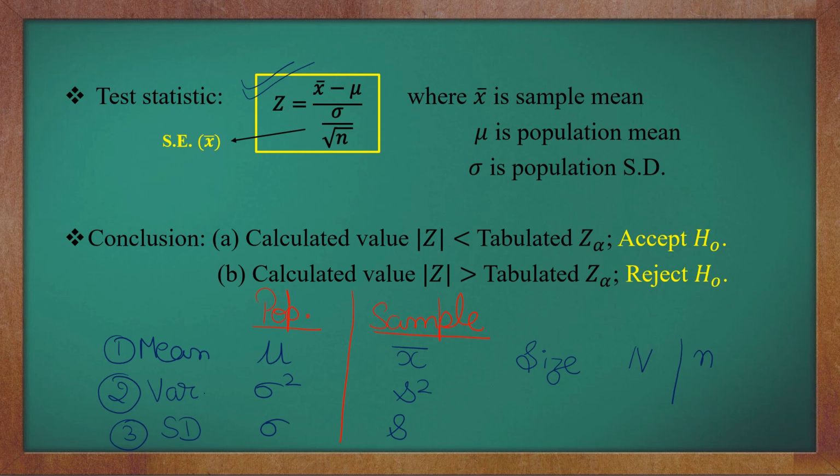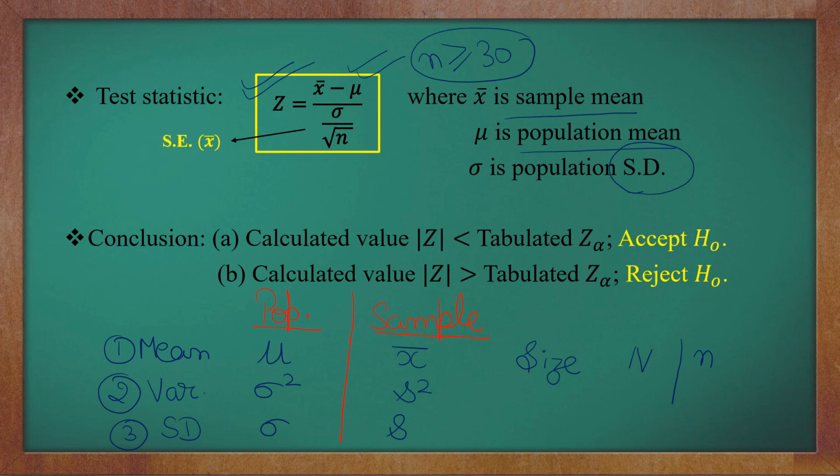So what is X bar? X bar is the sample mean. Mu is the population mean. What is sigma? Sigma is the population standard deviation. And what is n? N is the sample size. Again I'm repeating, when we apply the Z test: if sample size is greater than or equal to 30, we go for the Z test, and this is the formula for the Z test.